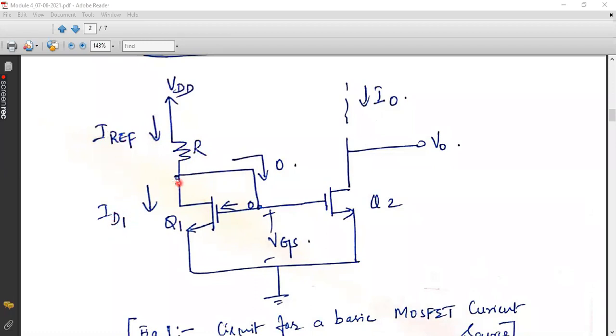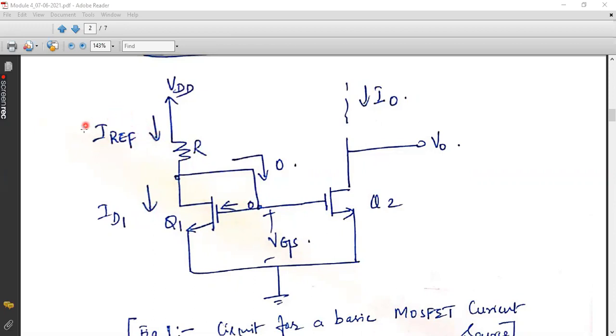Why? Because here the gate and drain terminals of the transistor Q1 are shorted. So there is no potential difference between the gate and drain. If there is no potential difference, can you expect any current flow through this branch? No, right? So whatever current is flowing from the power supply VDD will be flowing through Q1 without passing through this particular branch. So ID1 is equivalent to IREF.